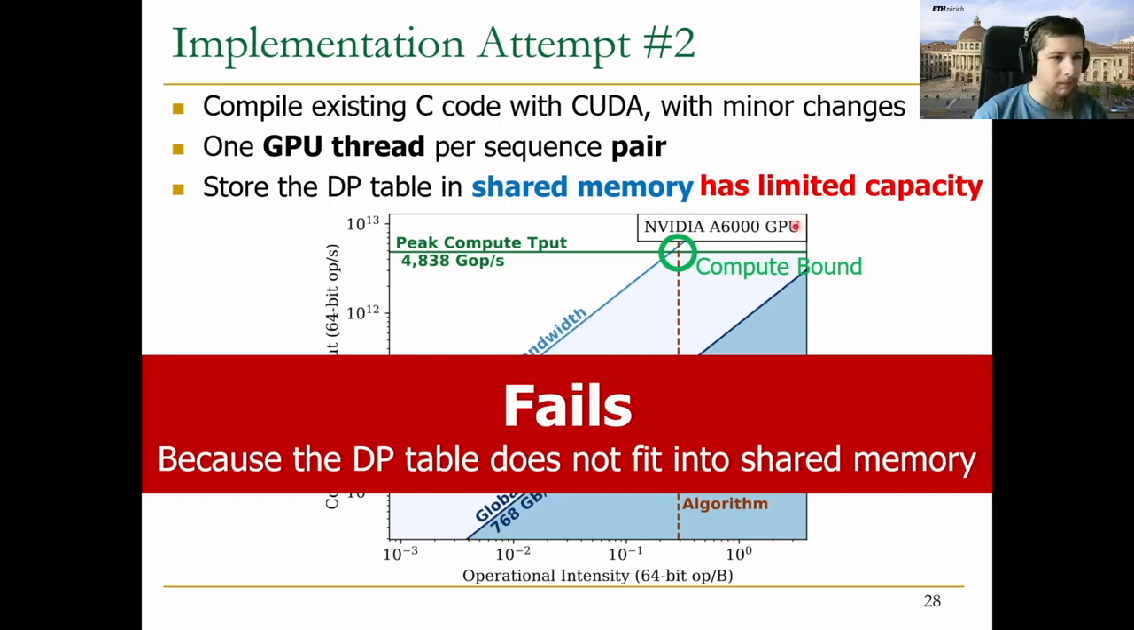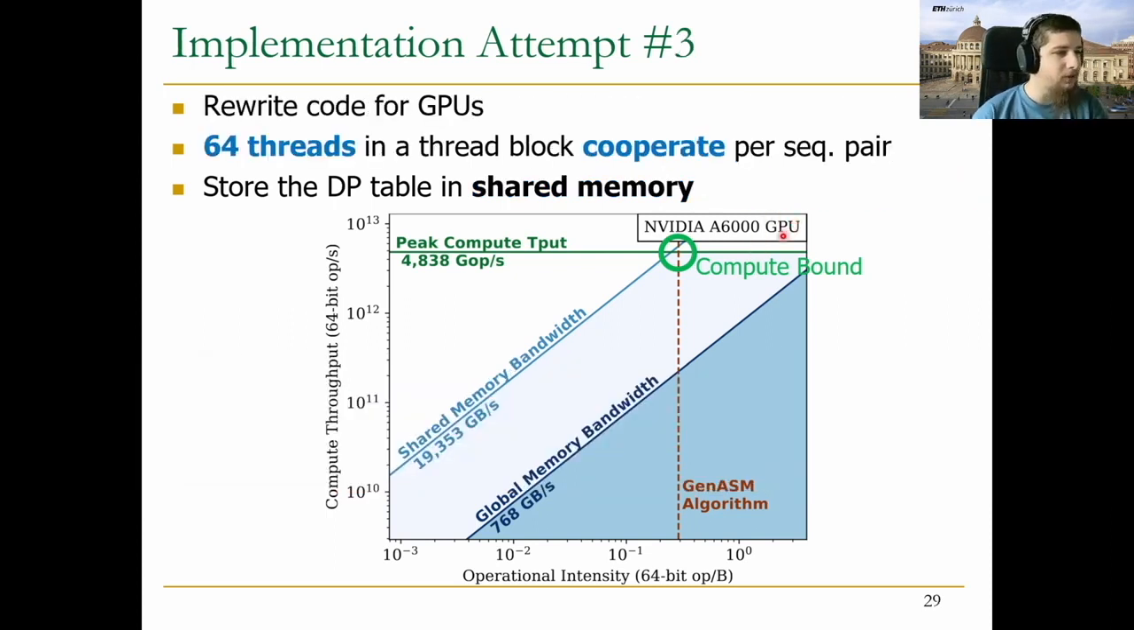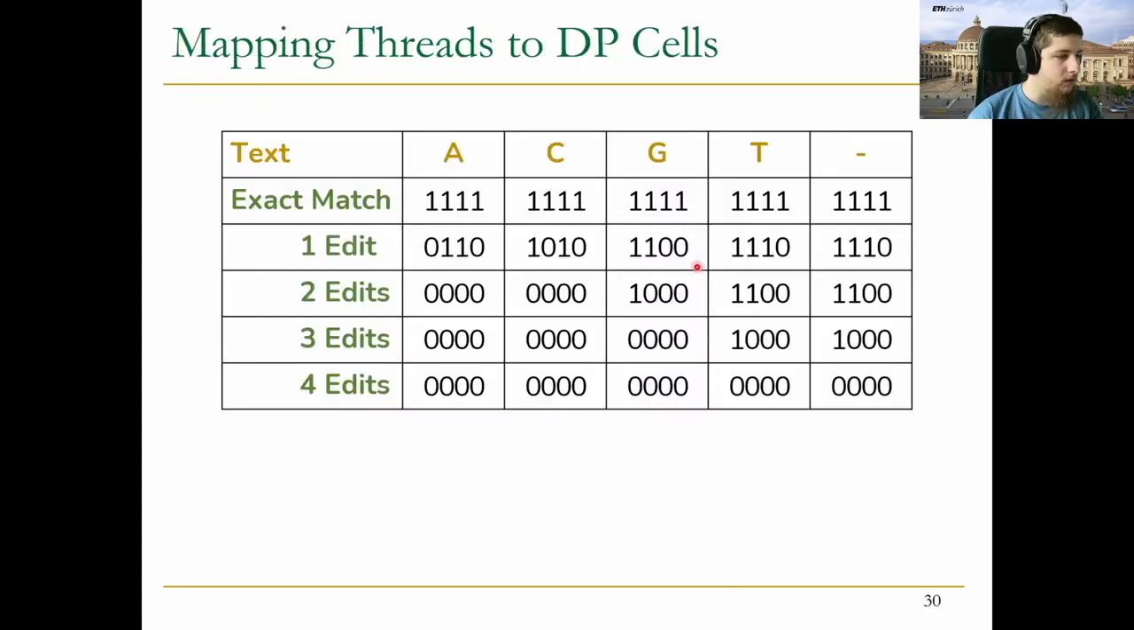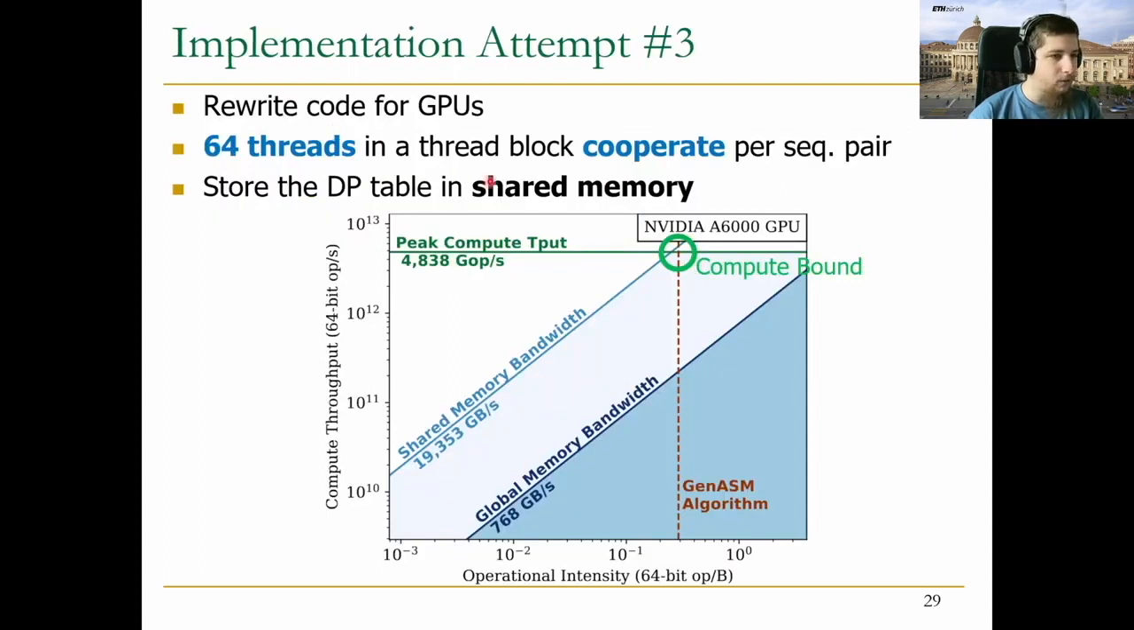So for our third implementation attempt, we can try to rewrite the code for GPUs specifically, and try to rewrite it such that it's in a thread cooperative manner. So you can have, let's say, 64 threads in a thread block and have them cooperate on a single sequence pair. Then still we store the DP table in shared memory, and hopefully we can that way actually now attain this compute bound case. So how do we map these threads to cells?